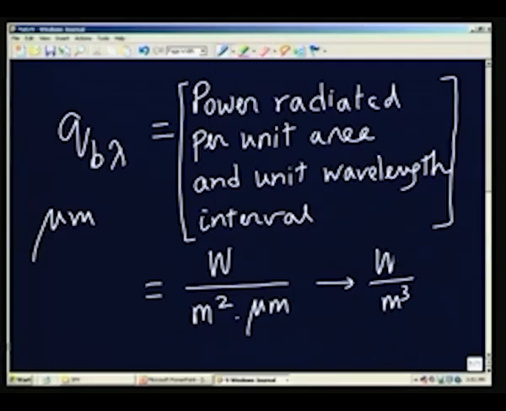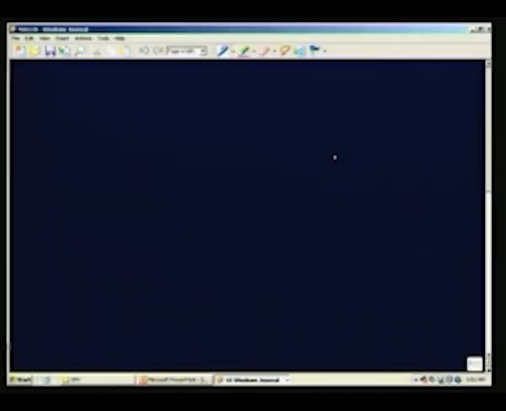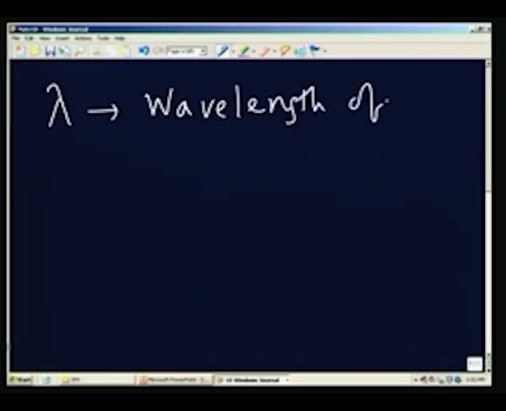Watts per cubic meter. But this is what we will use, because the wavelength is measured in micrometers. And let me just digress a little bit and indicate the different regions of the wavelength which we are going to meet with. The wavelength, lambda, is the wavelength of what? Of the electromagnetic radiation.